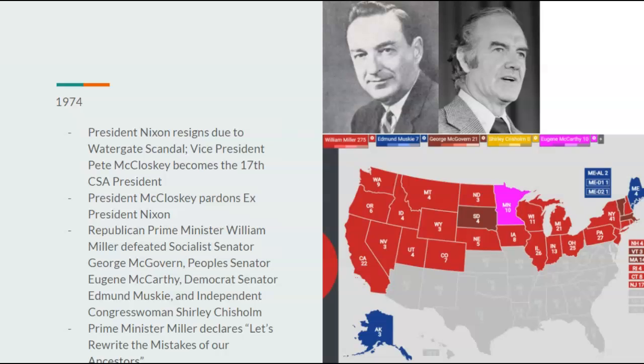But Republican Prime Minister William Miller defeats Socialist Senator George McGovern, People's Senator Eugene McCarthy, Democrat Senator Edmund Muskie, and Independent Congresswoman Shirley Chisholm, the first woman ever to run for president, or the first black person also as well, holy crap. And, you know, he wins re-election. And Prime Minister Miller declares, "Let's rewrite the mistakes of our ancestors." I wonder what that could mean. Rewrite the mistakes of our ancestors.